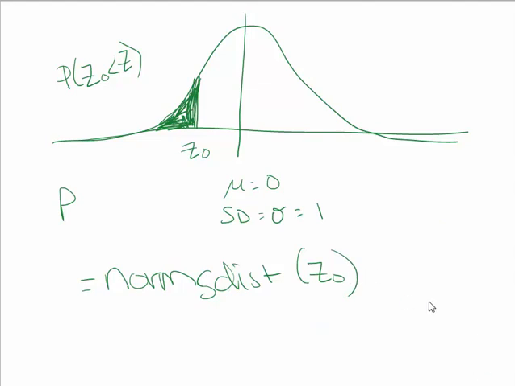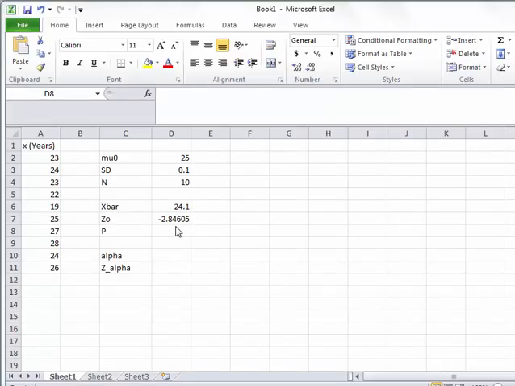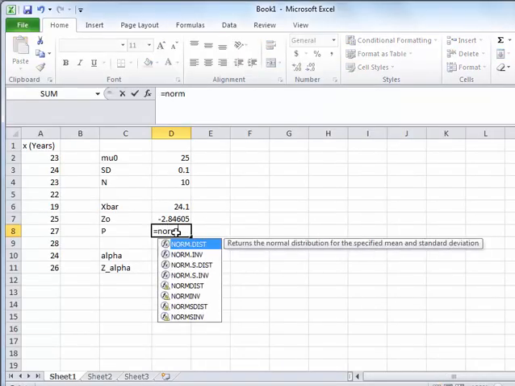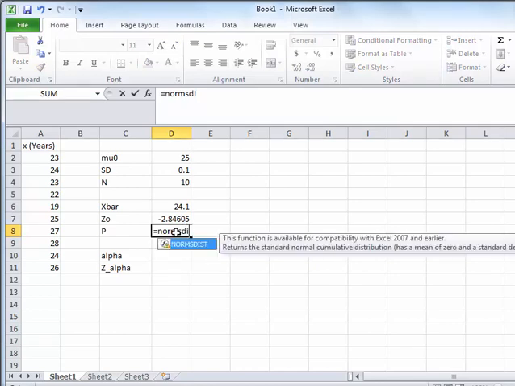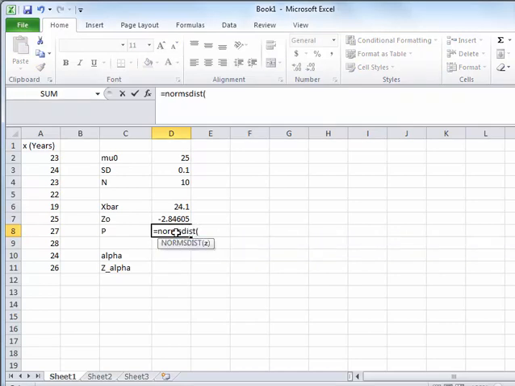Essentially what this does is it helps us solve for the probability to the left of z naught, as I've already highlighted underneath the graph. So in Excel, again, we're going to type that norm s dist for z naught and hit return. And in this case, you can see that our probability is pretty low.